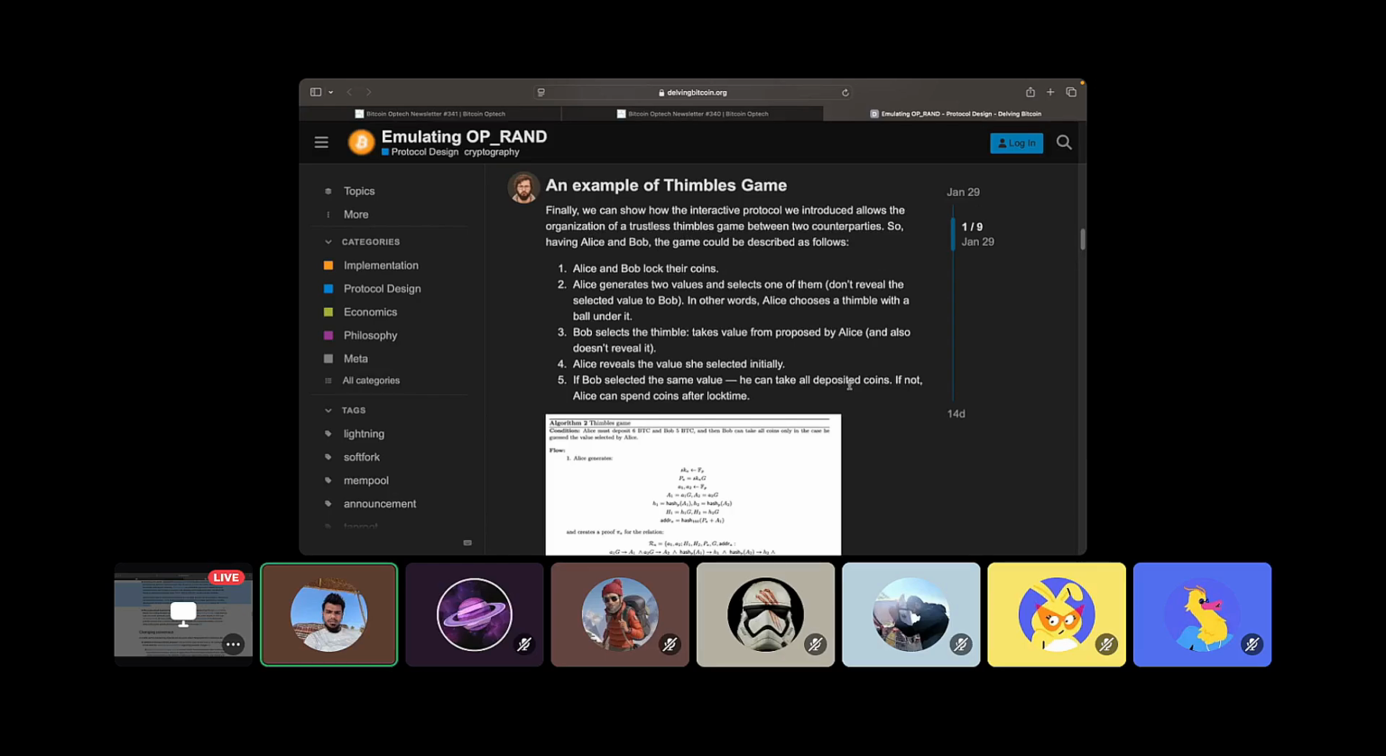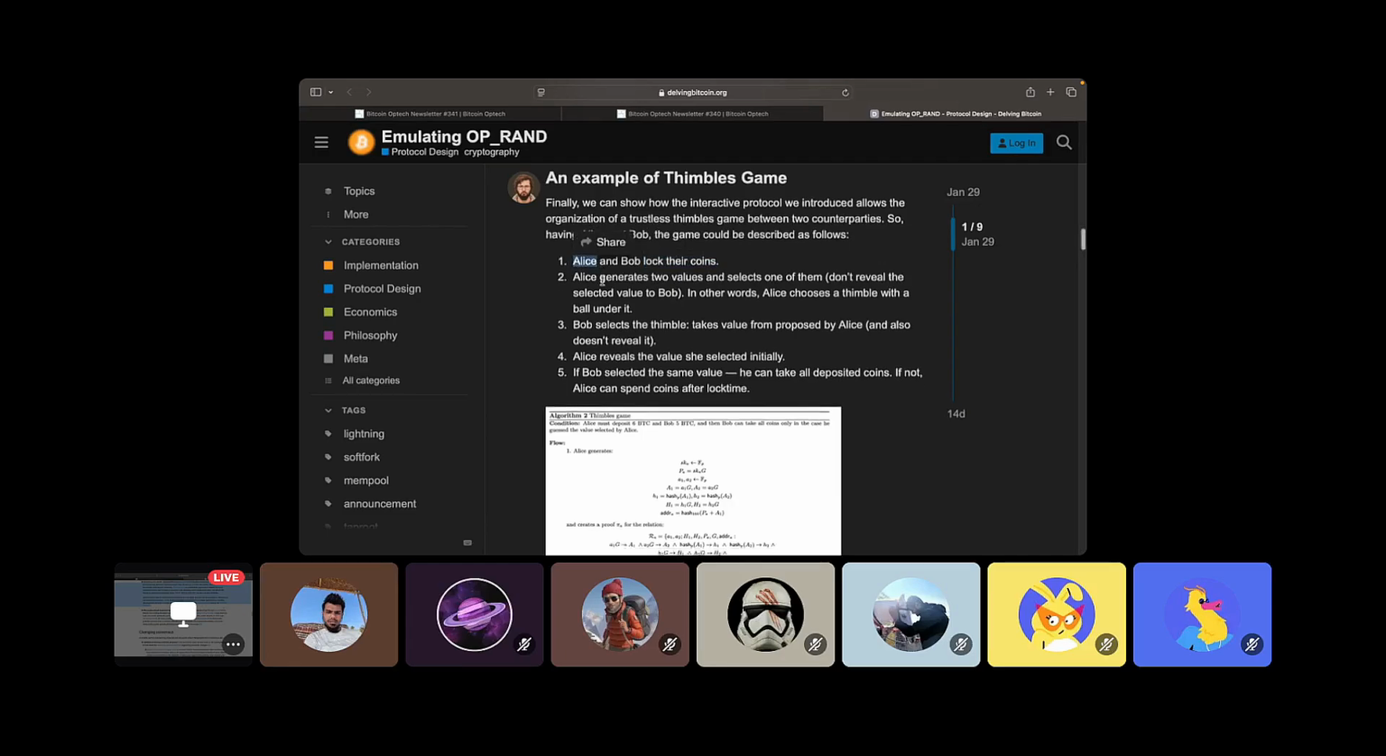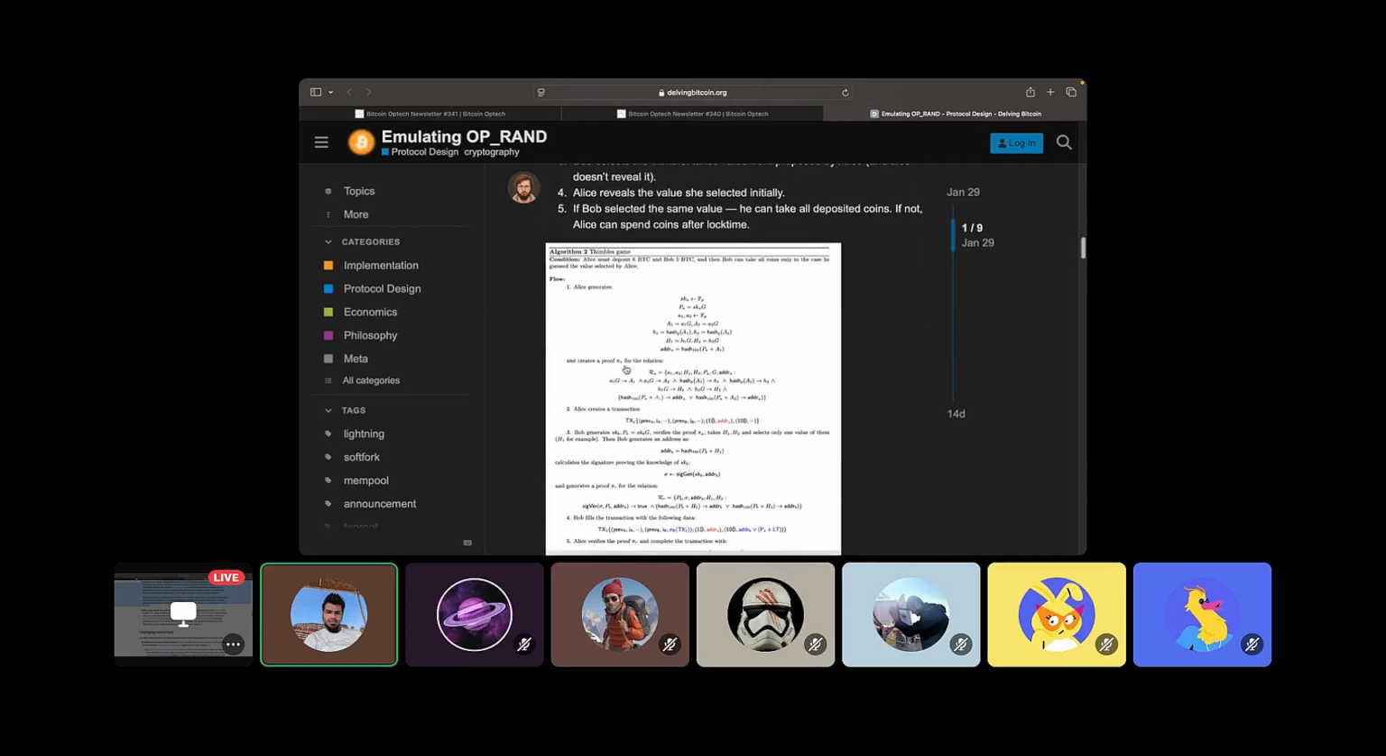And if Bob is able to guess that discrete value which Alice has chosen rightly, then Bob gets all the funds which were locked, meaning the coins that were locked by Alice and Bob. Bob gets all of those coins. And if Bob is not able to answer properly, then Alice gets all of those coins. Right? So this is without going too much into detail.